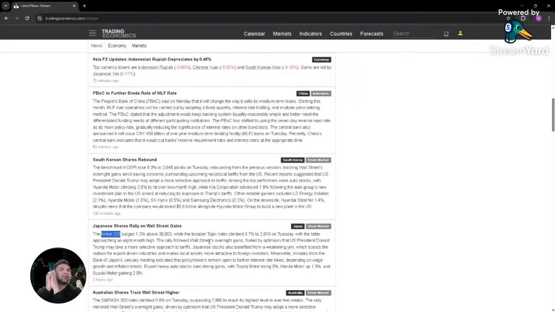The rally followed Wall Street's overnight gains, fueled by optimism that Donald Trump may take a more selective approach to the tariffs. Japanese stocks also benefit from the weakened yen, which boosted the outlook for the export-driven industry and makes local assets more attractive to foreign investors.